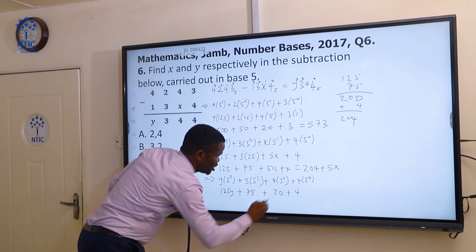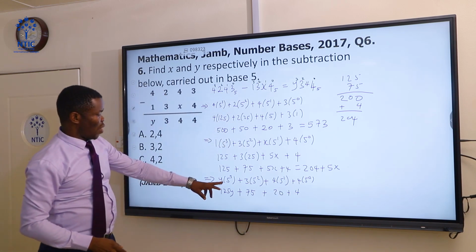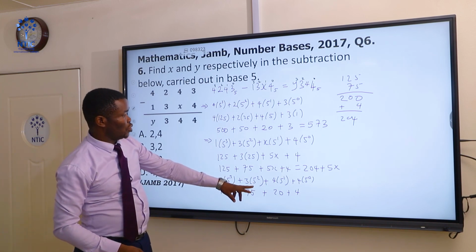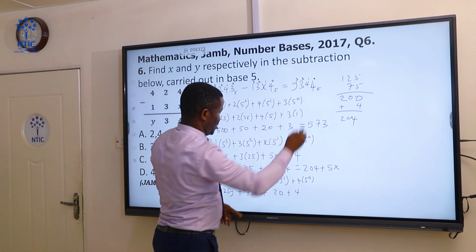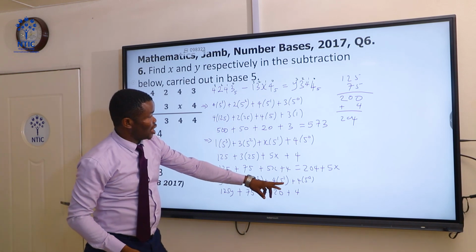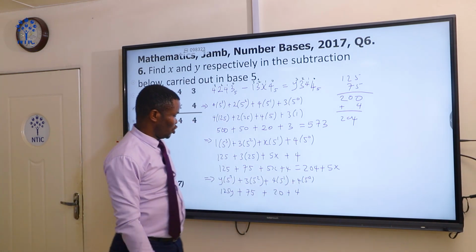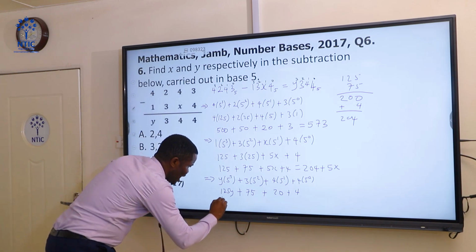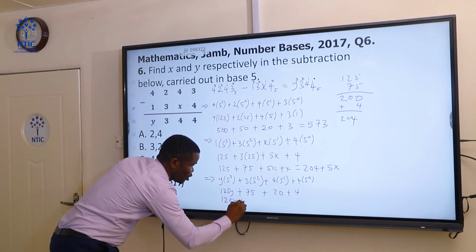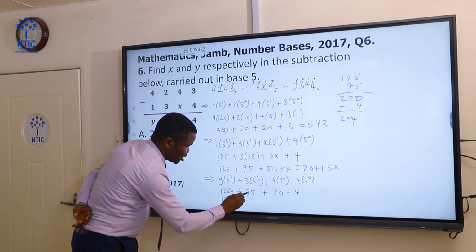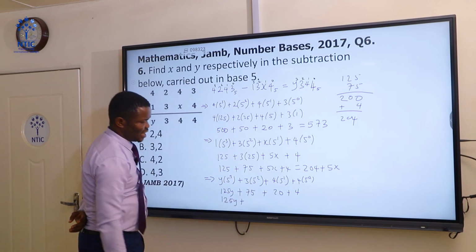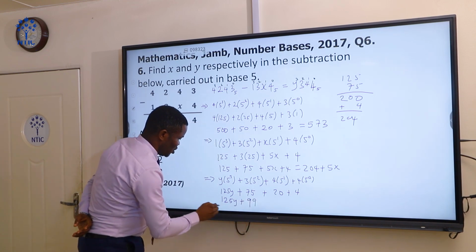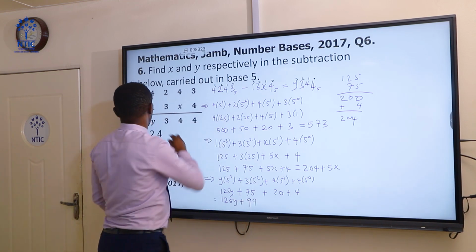4 times 5, this is 20. Y, 5 times 5 raised to power 3, 3 times 5 raised to power 2, 4 times 5 raised to power 1, and 4 times 5 raised to power 0. And that will be it. So we add up the like terms, 125y plus, this is 75 plus 20 is 95. 95 plus 4 is 99. So this is the result of this.